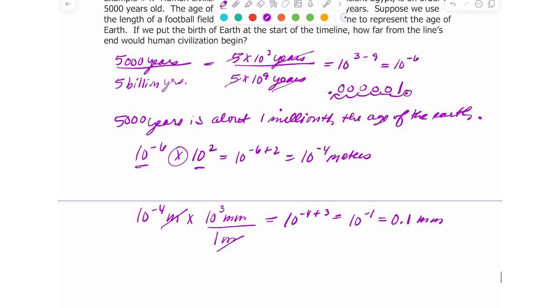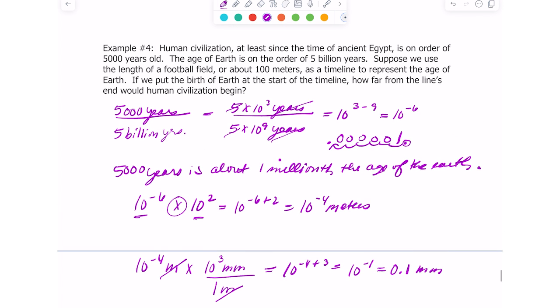So think about how small that is, right? What does 0.1 millimeter look like? Well, a millimeter is extremely small. So 0.1 millimeters is 1/10 of that size. And if you think about that 100 meter yard line, the length of the football field, the age of the human civilization is only 1/10 of a millimeter of that. The Earth's been around for a long, long time. So that kind of puts it in perspective when we do things like that, and we compare things.